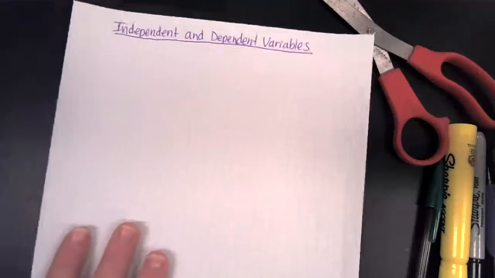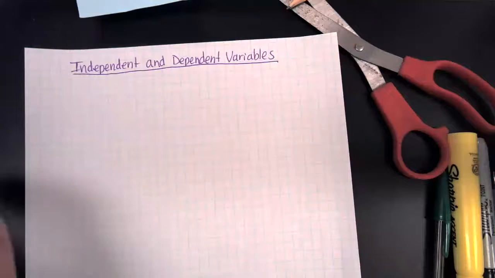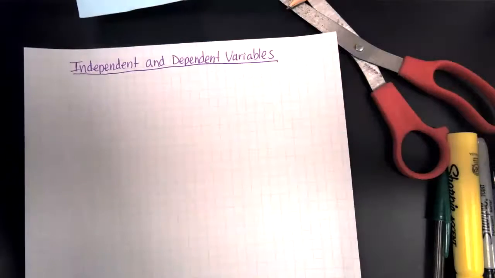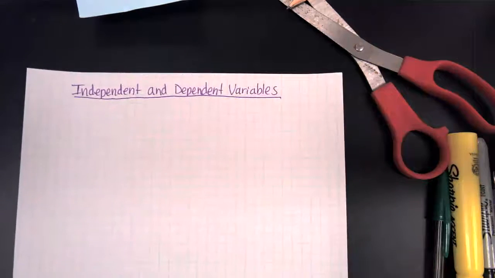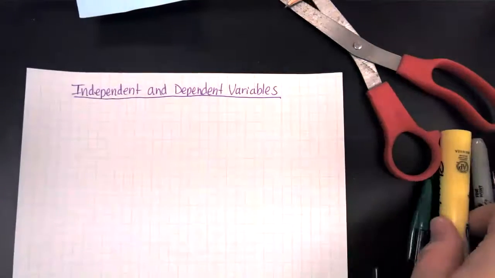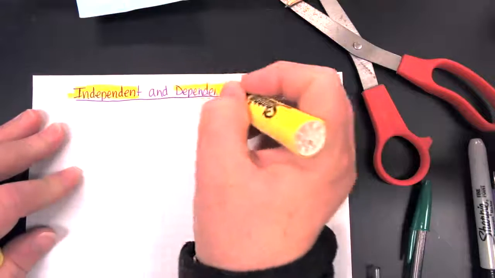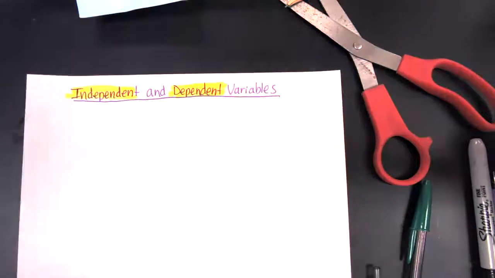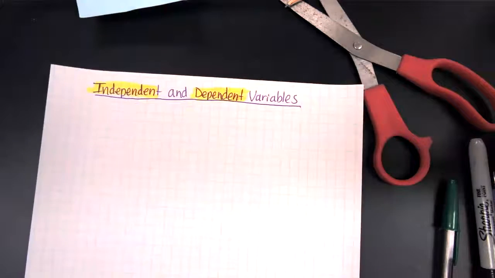Okay, friends, we're going to finish up on independent and dependent variables. Okay, so this last part, just because the video was long enough to begin with. So again, I'm going to go back and highlight these terms because these terms are really important: independent and dependent variables.